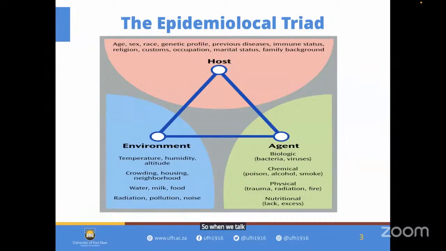When we talk about the host, who are the affected population? Is it by age? Is it the young or the old? Is it by sex, the female or the male? Is it by race, the black or the white? And so on and so forth. By marital status, by occupation, by religion, and the likes. And then there's also the environment in which the agent survives, which could be the temperature, the humidity, the altitude. Is it a place that's crowded? Is it water, milk, food, radiation, pollution, and so on and so forth.